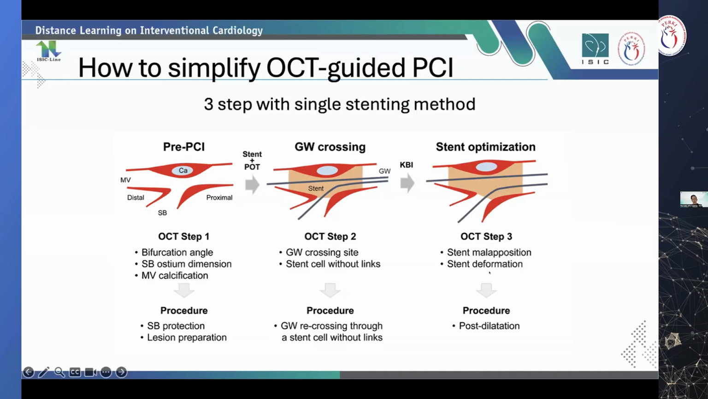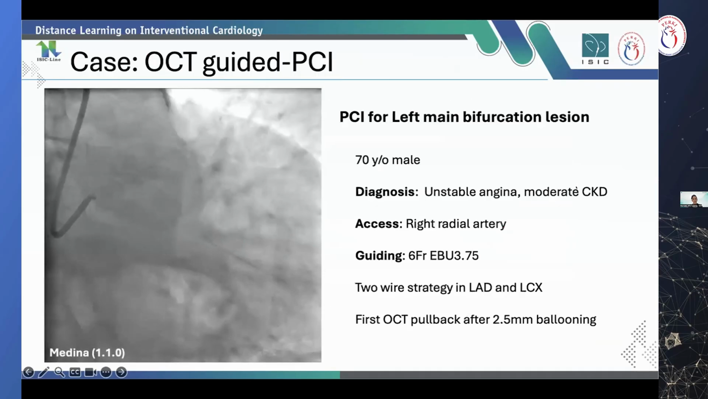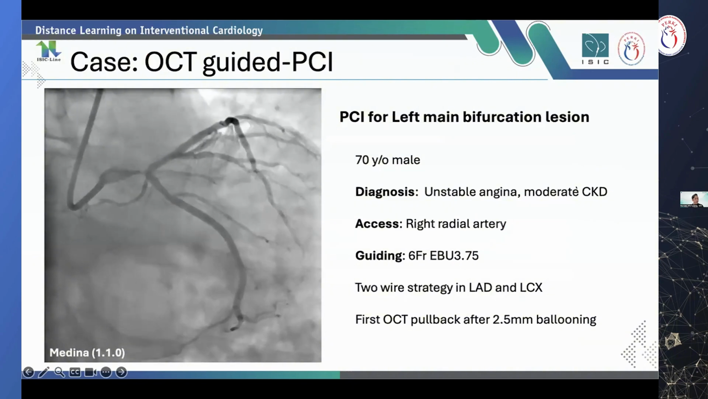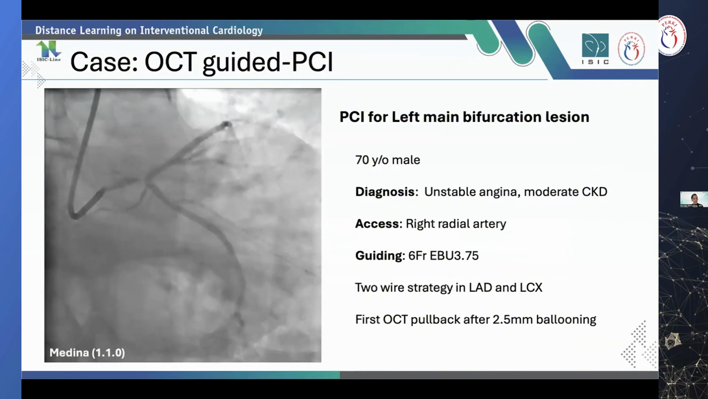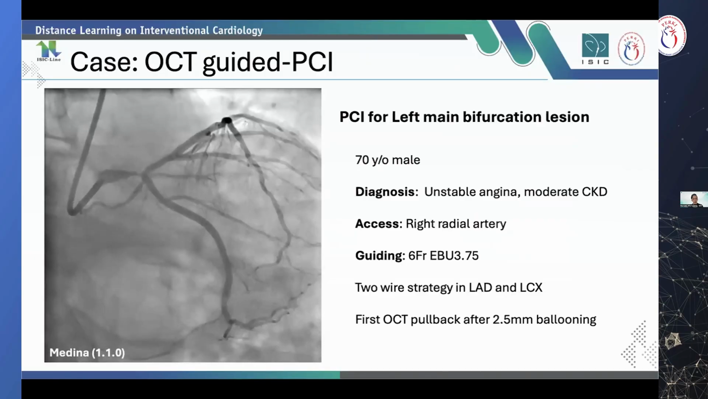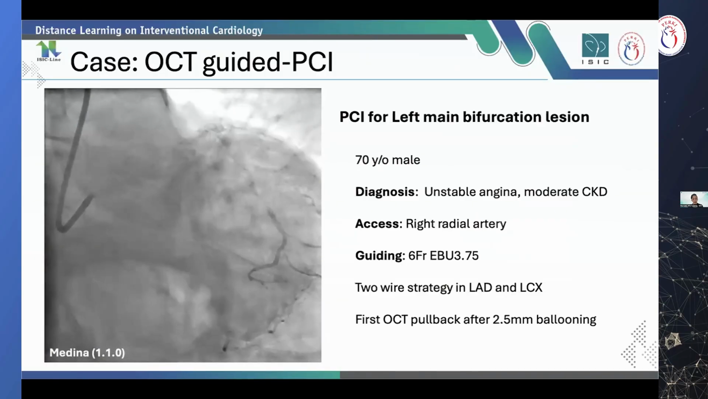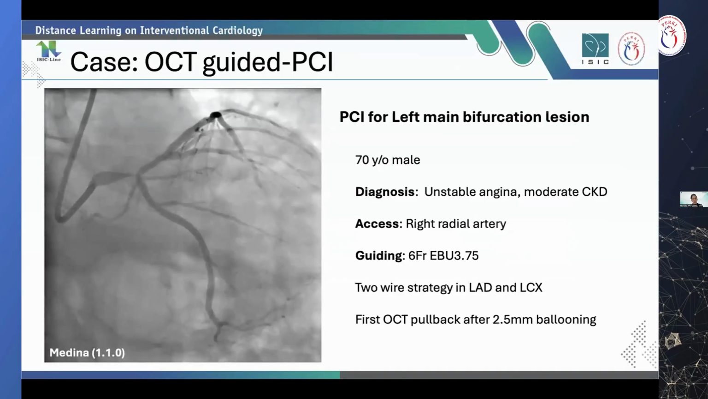And at this phase, we need to check also stent malposition and deformation, and also we need to check edge dissection and so on. And so I'd like to share the first case. This case was performed 1 week ago.